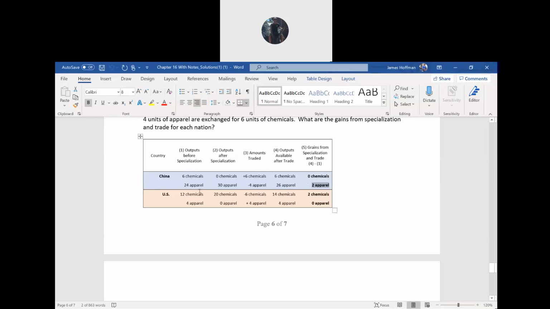The U.S. started with 12, and now they have 14, so that's a plus 2 in chemicals. And they started with 4 apparel, and they still have 4 apparel, so that's a 0. But you can see that neither country is worse off. They both gain something. China gained 2 apparel. The U.S. gained 2 chemicals.